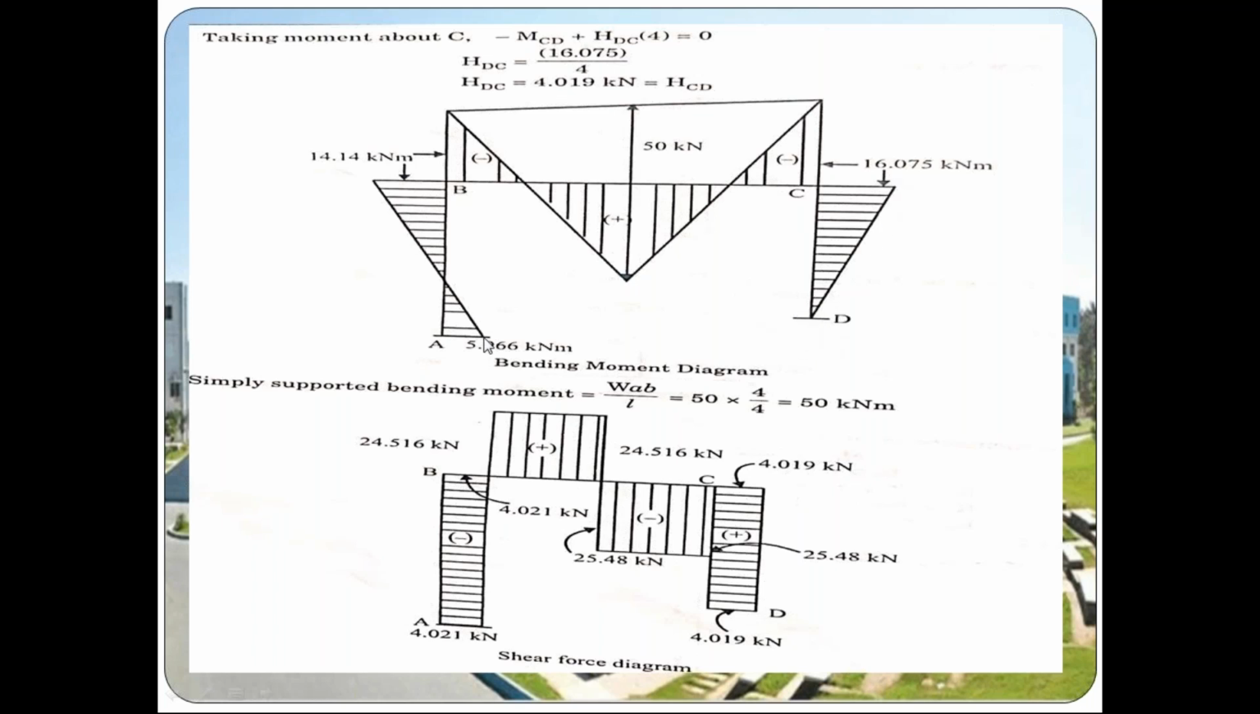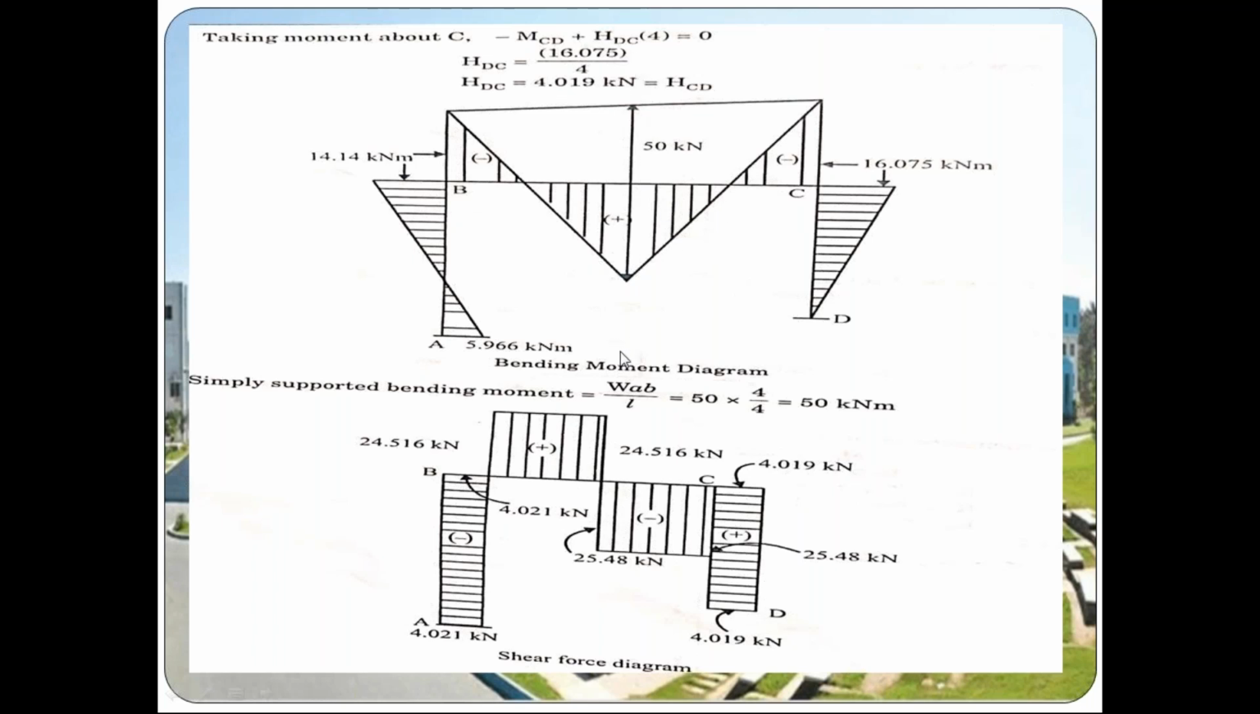So this is the final bending moment diagram. This one is in span AB, this one in span BC, and this is for span CD. Also draw the simply supported bending moment diagram. Only in span BC do we have load, and that load is acting at the center.